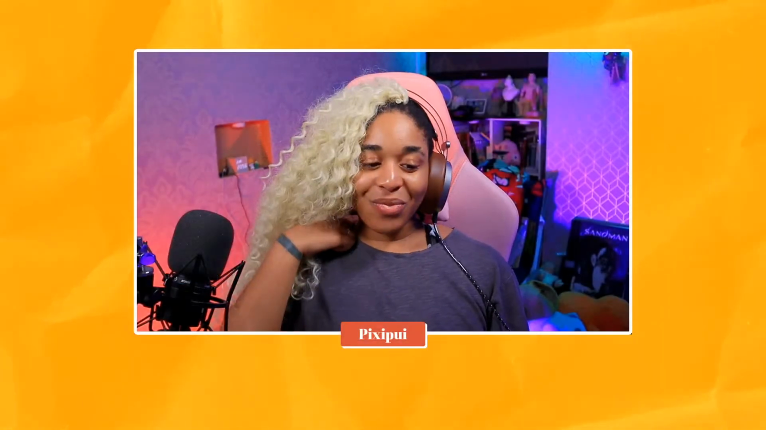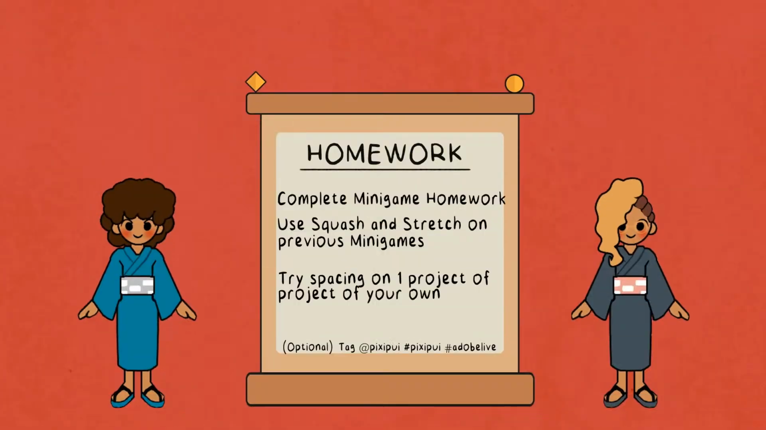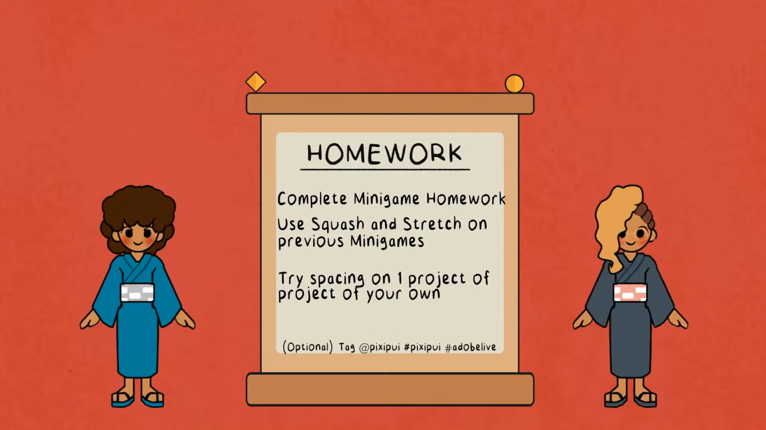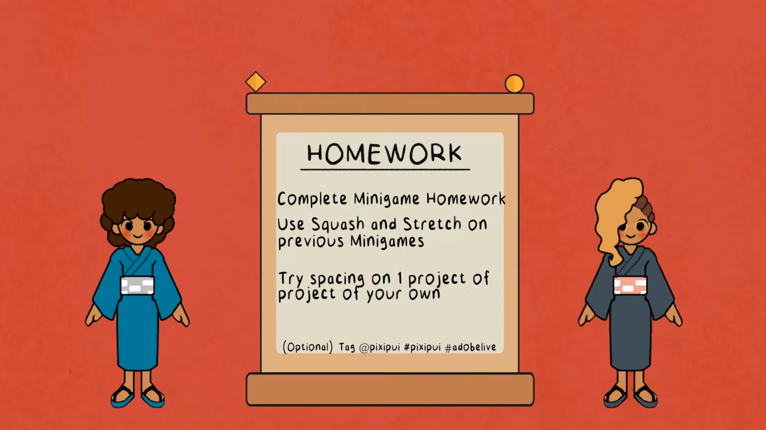Thank you so much for being here, you lot. Your outro is this. The conclusion. Your homework is to complete the mini game homework, use squash and stretch on the previous mini games because they're all inside the file that Wade dropped below, and try spacing on one of your projects of your own that also is supposed to say squash and stretch.